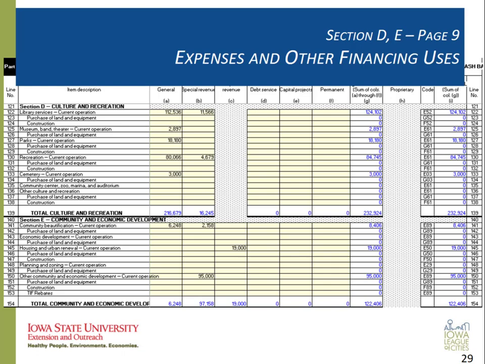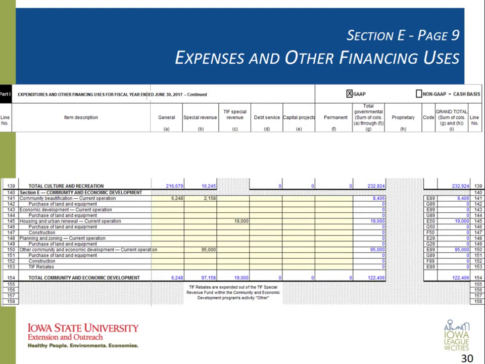Now let's take a look at section E, community and economic development. Just like the other pages, all of the entries on this page are going to sum at the bottom, but we're going to look at section E separately. Section E is Community and Economic Development. It is a special category because it is the only one that is likely to have a box filled in for TIF special revenue expense.